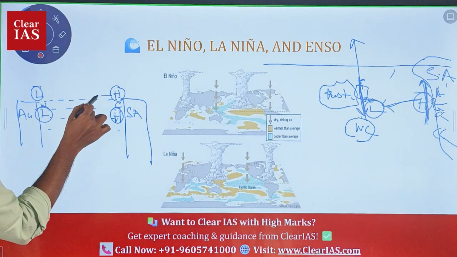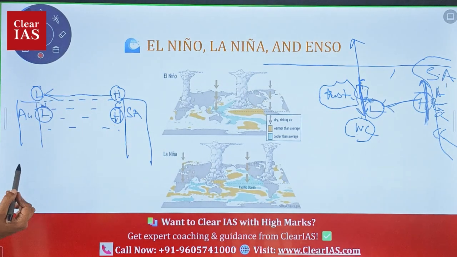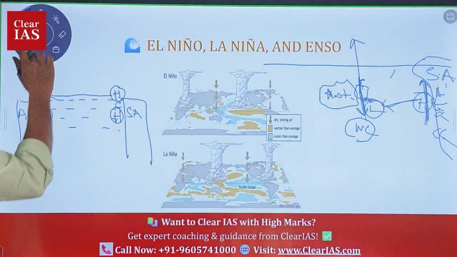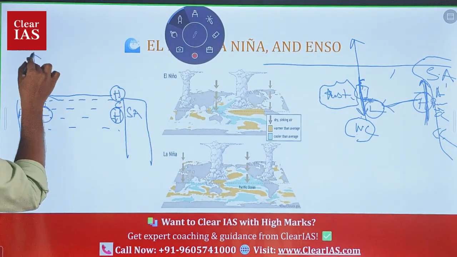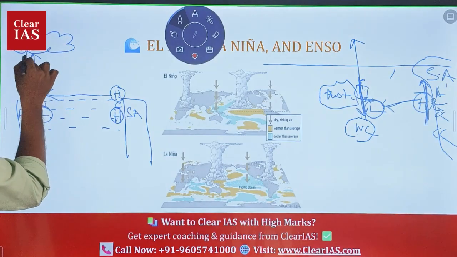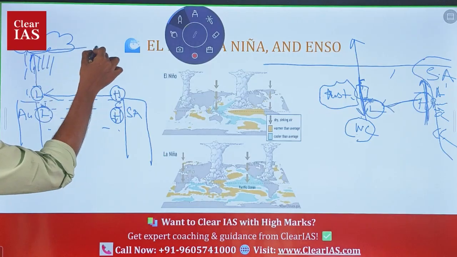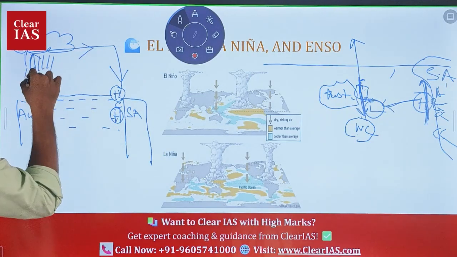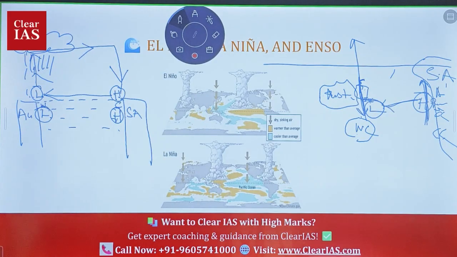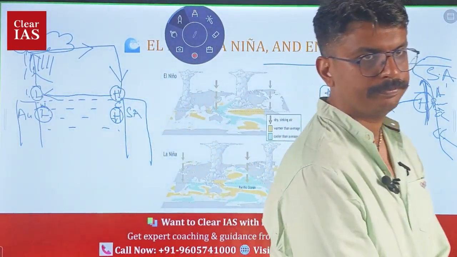Now wind will blow along the surface from the high pressure to the low pressure. Yes or no? Yes. And here there is low pressure. So what will happen? Wind will start rising upwards. It will form clouds and it will give rainfall to Australia. And this cycle would come back, and here it is high pressure, so wind will come downwards. So this is the normal cycle that happens in the Pacific Ocean.